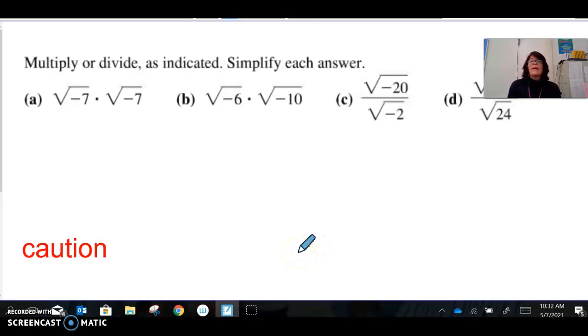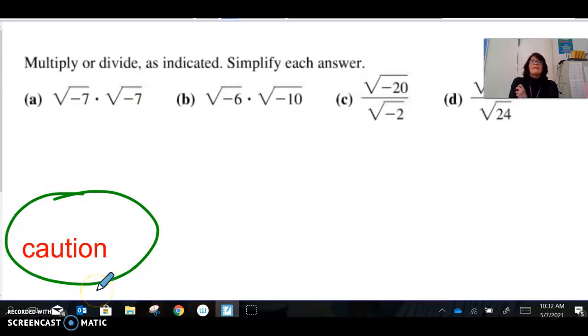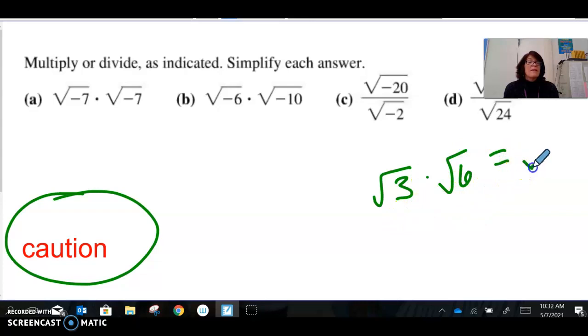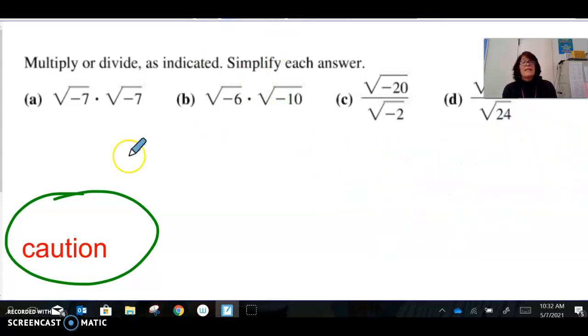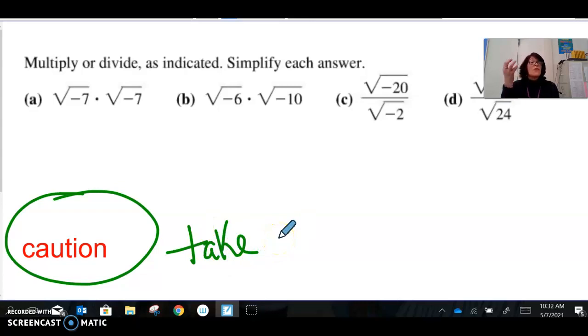Here we go with multiplying or dividing. All right. Notice we have the word caution down here. That's because you want to be careful that you don't multiply first, guys. We always say, like in other words, if I have square root of 3 times the square root of 6, that's the same as the square root of 18. I just multiply them together before I simplify, okay? Not the case here. When I have negative under the square root, this is going to sound funny, but take your i out first. Don't physically take your i out, okay, guys?